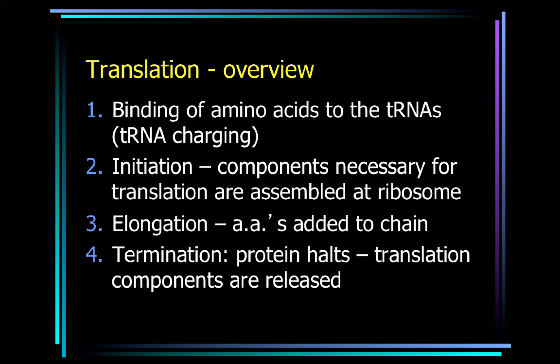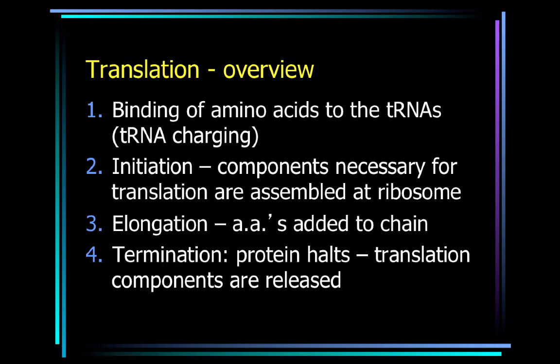So when we look at the process of translation, it's basically broken out into 4 major steps, which is a little different than transcription. So translation begins with tRNA charging. This is where the transfer RNA has to actually be charged and has to bind amino acids in order to start building that amino acid chain.